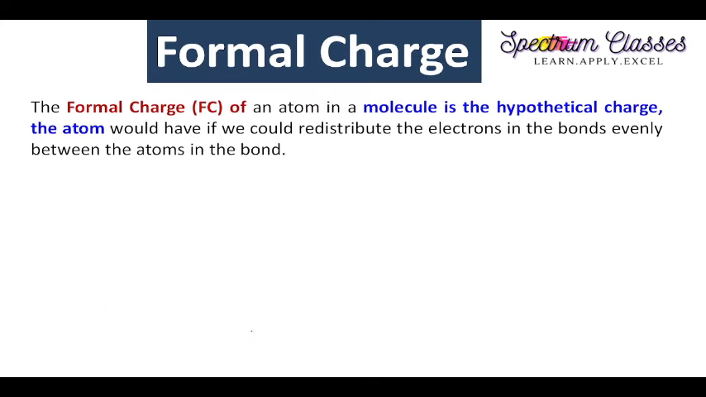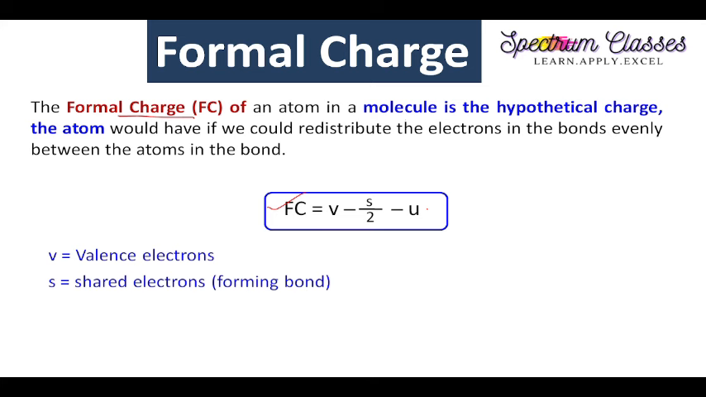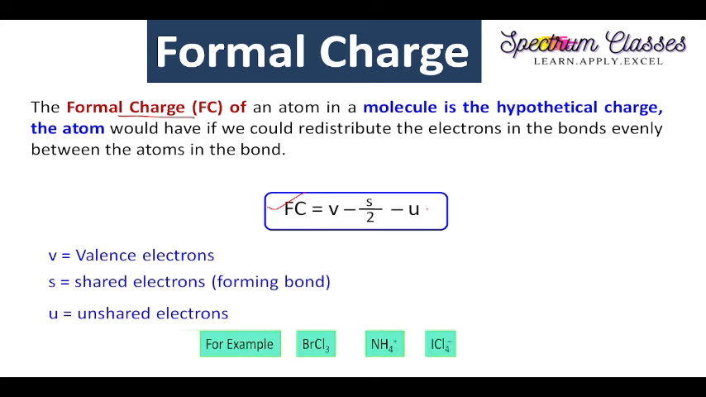Before going to discuss how to calculate the formal charge, we are just going to understand what is called formal charge. Formal charge of an atom in a molecule is the hypothetical charge the atom would have if we could redistribute the electrons in the bonds evenly between the atoms in the bond. So here is the formula to calculate the formal charge: formal charge is equal to V minus S upon 2 minus U. Here V stands for valence electrons, S stands for shared electrons, U stands for unshared electrons.